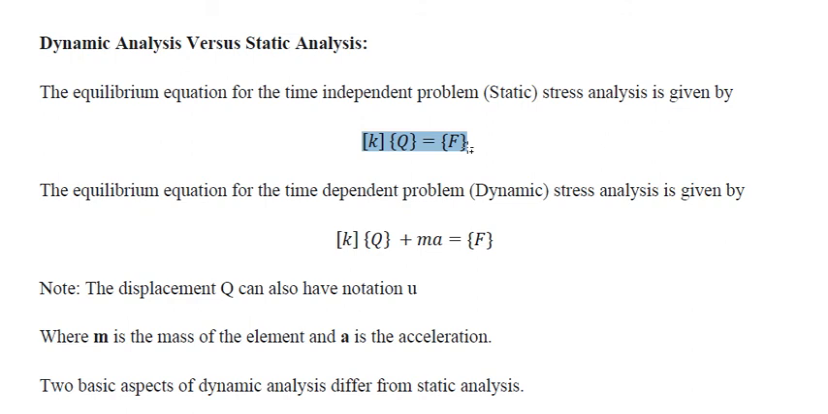Q can sometimes be represented with the notation U. However, KQ is equal to F means the force is directly proportional to the stiffness and displacement, or the product of stiffness and displacement is equal to force. We do not consider the mass of the member, or the force due to the mass of the member.